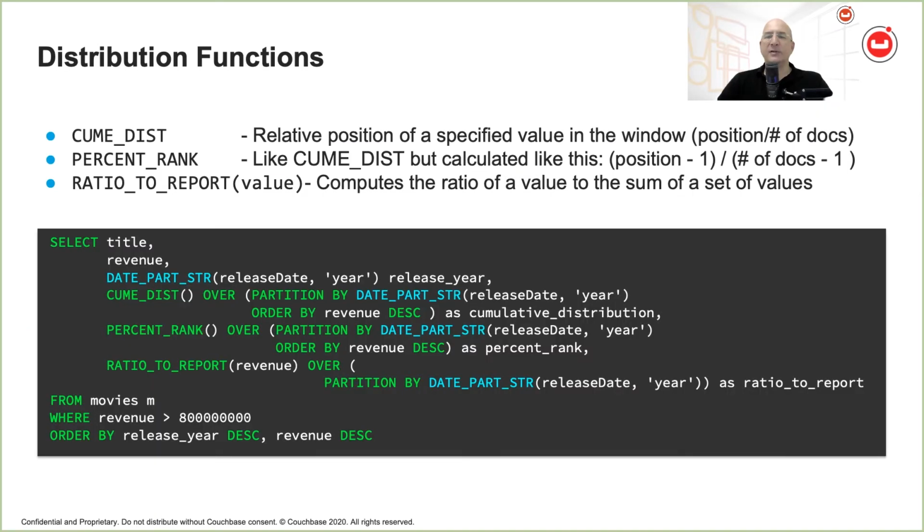Other window functions that are available in Couchbase are cumdist, percent rank, and ratio to report. These functions return statistic distribution metrics that are related to the selected window. Because of time constraints, we will not cover these functions in this session.